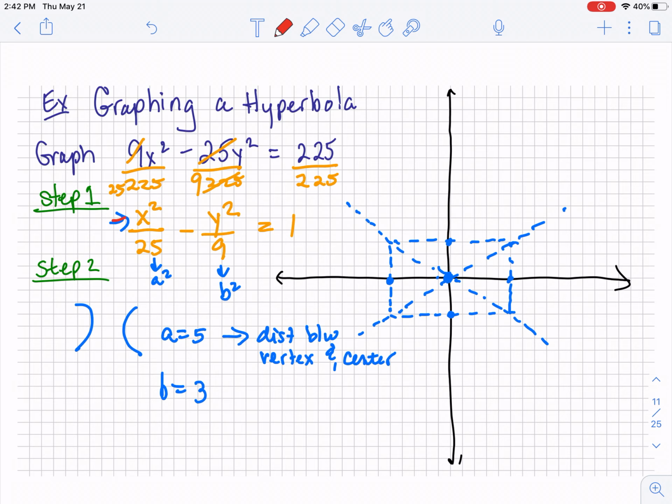And again, like I said, the x squared is first, which means I'm opening left and right. I'm going to draw a hyperbola that kind of butts up against those diagonal lines. Those diagonal lines we're going to call asymptotes because they kind of butt up to the hyperbola. Okay, that is the easiest way to graph a hyperbola.